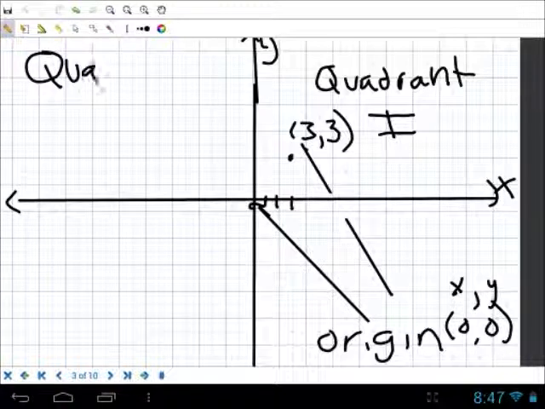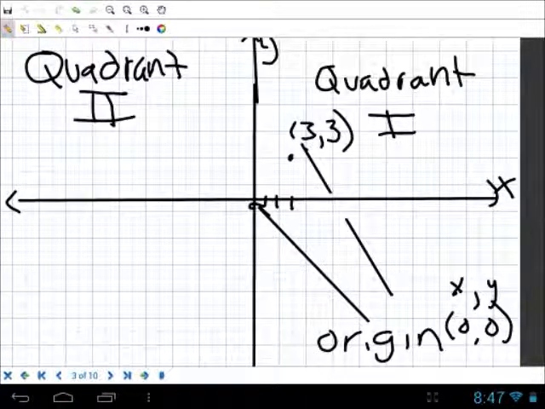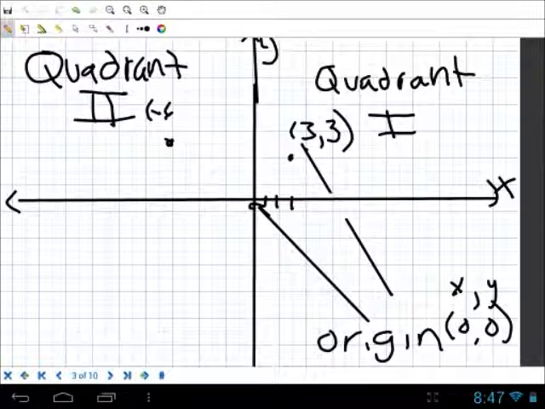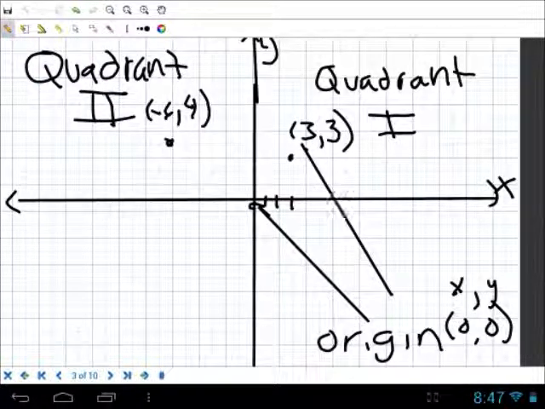Over here to the left, we have quadrant 2. Here the x value will be negative and the y value will be positive. So if we pick this point, let's say right here, we go over 1, 2, 3, 4, 5, 6, so our value here is going to be negative 6. And then we go up 1, 2, 3, 4 on the y, so we go positive 4. So this point would be labeled negative 6, 4.